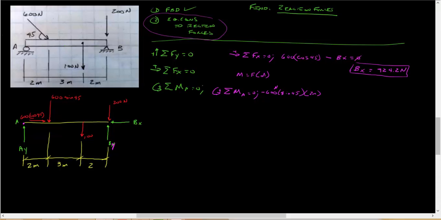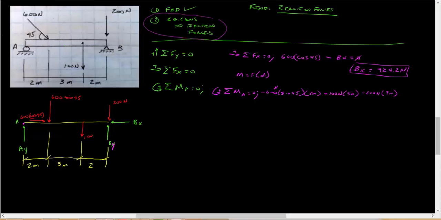This 100 Newton force is also acting negative, minus 100 newtons. Now you notice the distance from point A to this point at 100 newtons is 5 meters. So I'm going to say minus 100 newtons times 5 meters. Then I run into the 200 Newton force. Again, it's 200 newtons, negative, times this full distance, which is 7 meters. And what we're solving for, By.